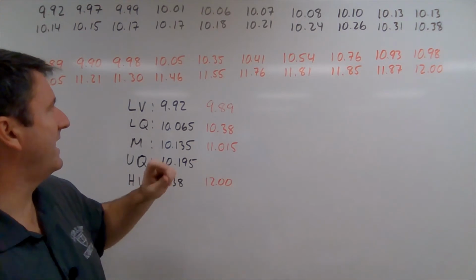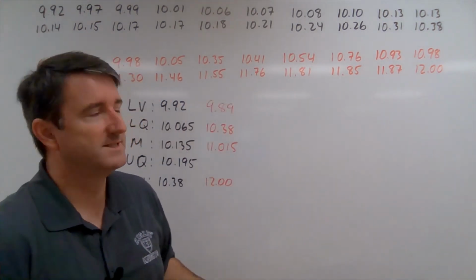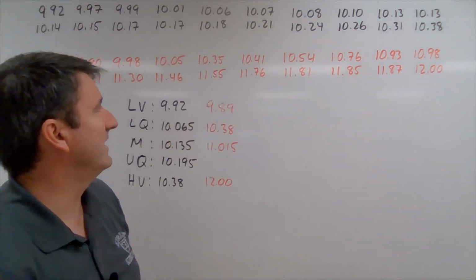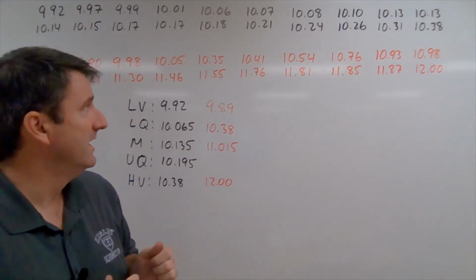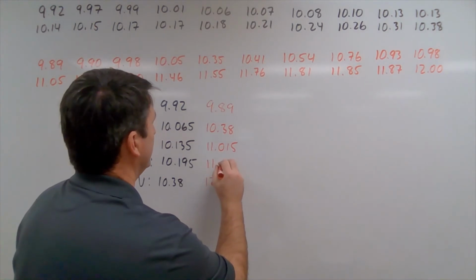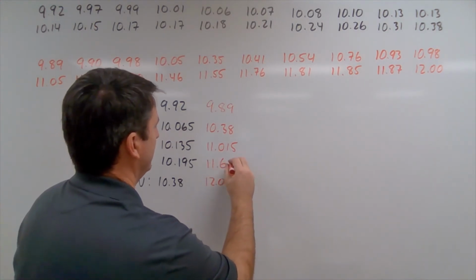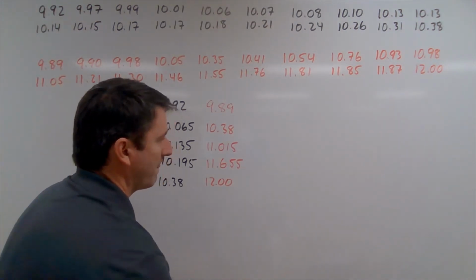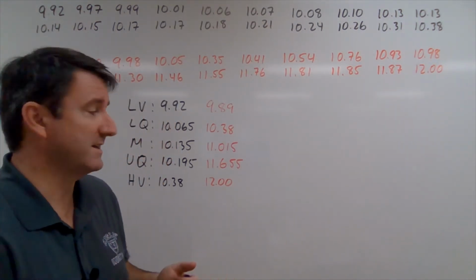And then the upper quartile will be the median of the second row, which will be halfway between 11.55 and 11.76, which would be 11.655. All right, so now let's draw a box plot.